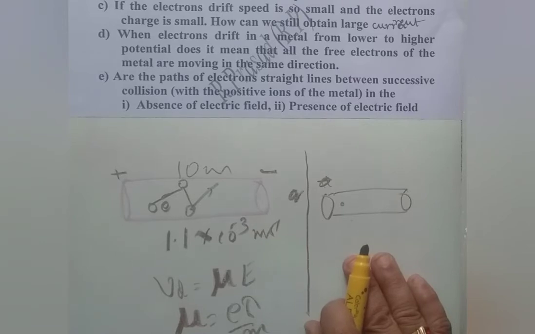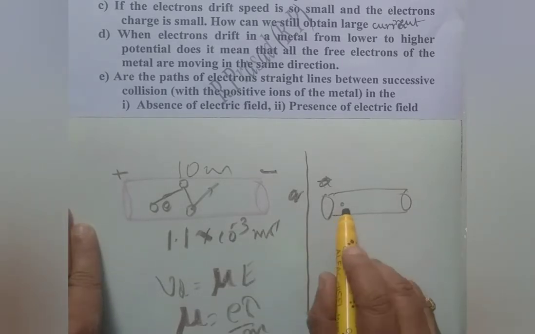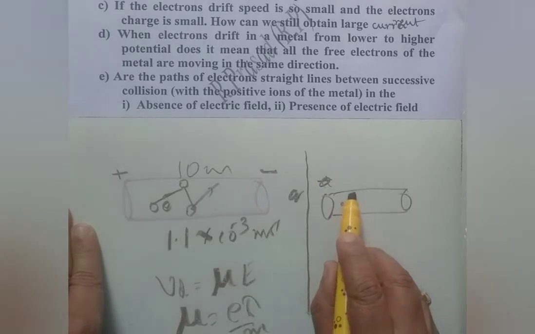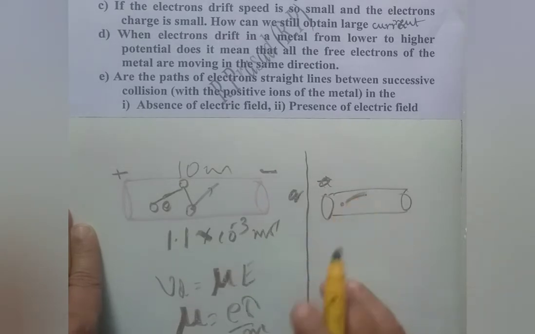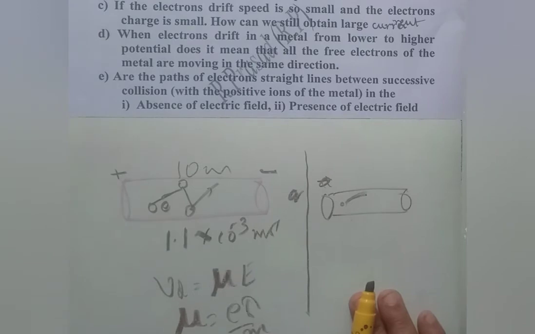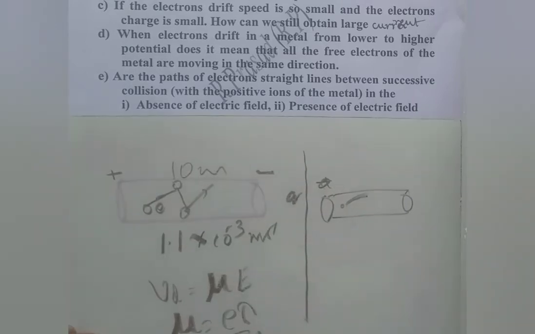Now, the presence of an electric field. In the presence of an electric field, apart from random motion, the electric field also applies some force on the electron. Because of that, between two collisions, the path may be curved. In the presence of an electric field, the path of the electron between two collisions is curved. In the absence of an electric field, it is completely straight. So with these things, now we proceed on to the next concept.